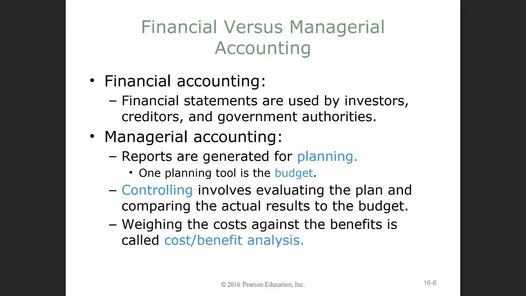So there are two different types of accounting. There's financial accounting and managerial accounting. Financial accounting, you have financial statements that are used by investors, creditors, and government authorities. In managerial accounting, reports are generated for planning. So again, one planning tool is the budget. Controlling involves evaluating the plan and comparing the actual results to the budget. And weighing the cost against the benefit is called cost-benefit analysis.